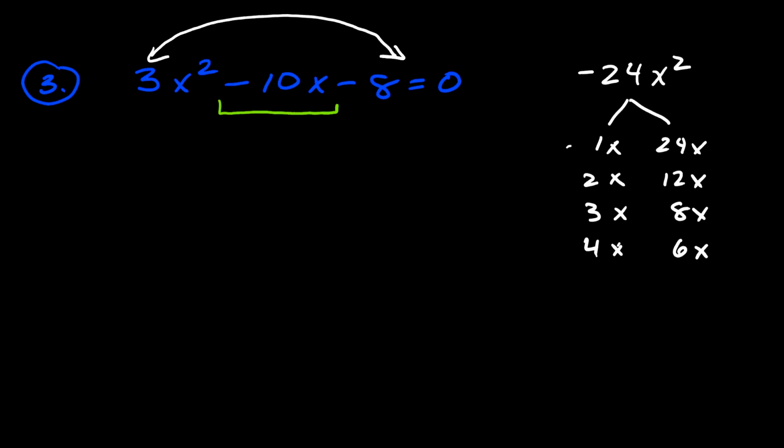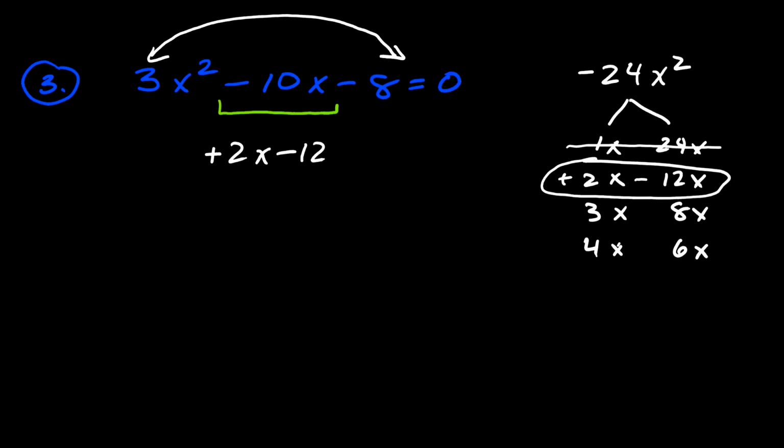1 and 24x will not work. 2 and 12 would. We have a positive 2x minus 12x that will work. So we are going to replace the minus 10x with positive 2x minus 12x. The 3x squared will stay the same. The minus 8 will stay the same, equals 0. So again, nothing illegal. We're just splitting apart that negative 10. And now we're going to do our grouping strategy.